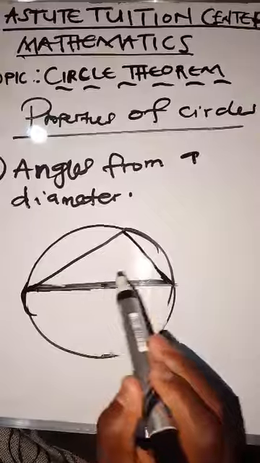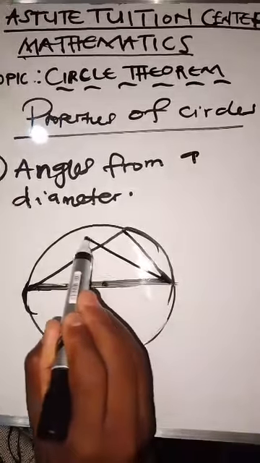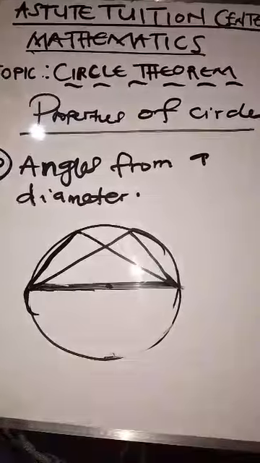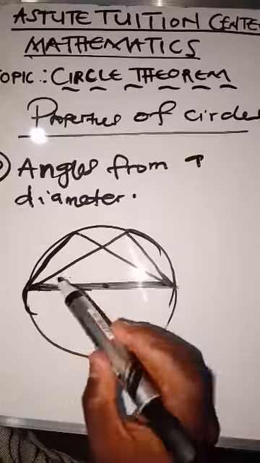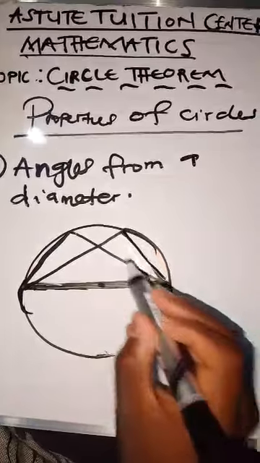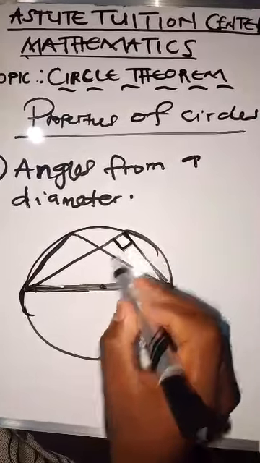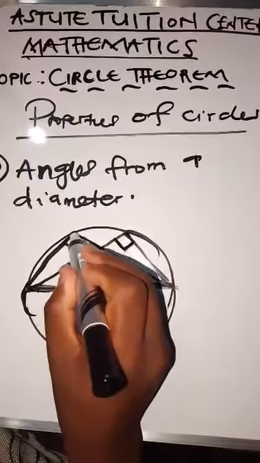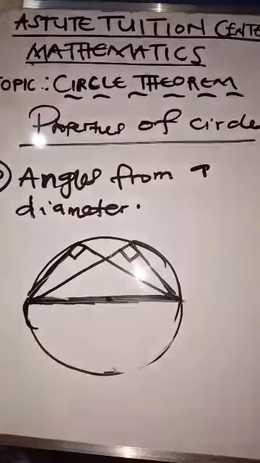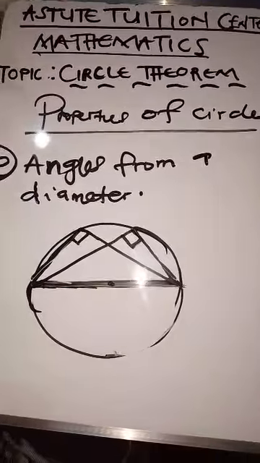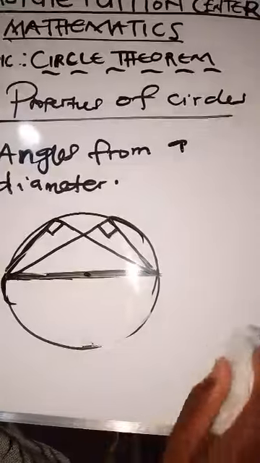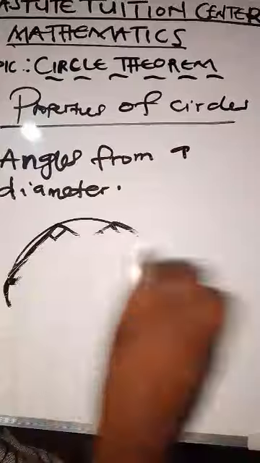Okay, so all these angles that are formed by lines coming from a diameter form 90 degrees. As you can see, this is 90 degrees. Even this one here is 90 degrees. Okay, so understand this one. So all angles coming from a diameter form 90 degrees. Okay, this theorem is also important. We can now talk about the next one.